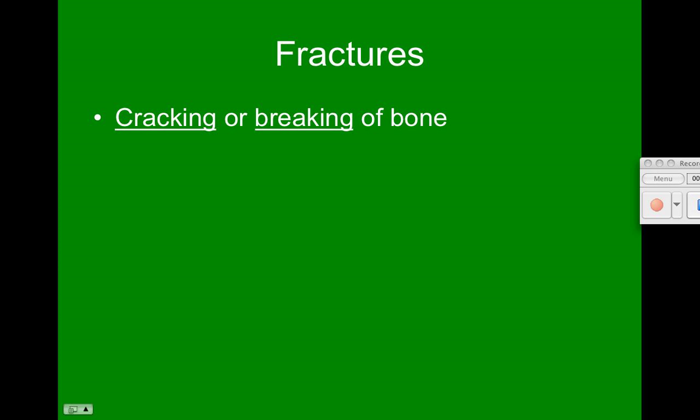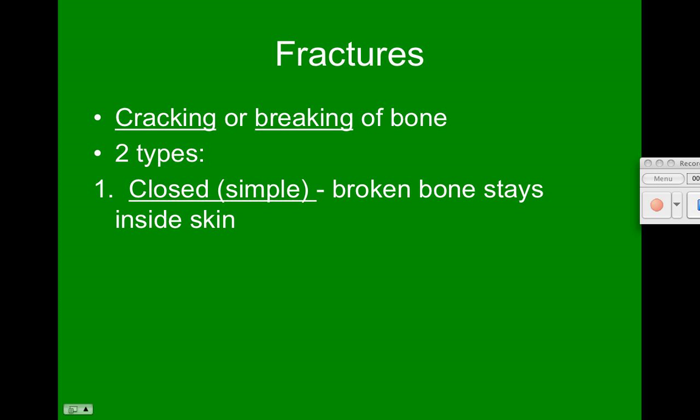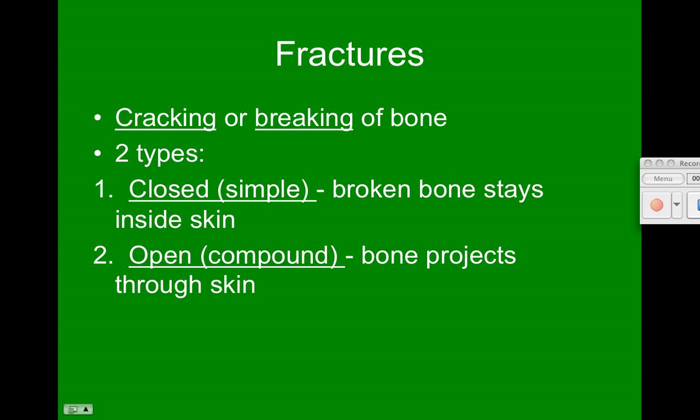A fracture is a cracking or breaking of the bone. There are two types of fractures. We have a closed or simple fracture, where the broken bone actually stays inside of the skin, and an open or compound fracture, where the bone actually projects through the skin. With a closed fracture, we usually have a blunt end to the break of the bone, whereas with an open or compound fracture, it creates a diagonal jagged edge which actually pokes up and out through the skin.